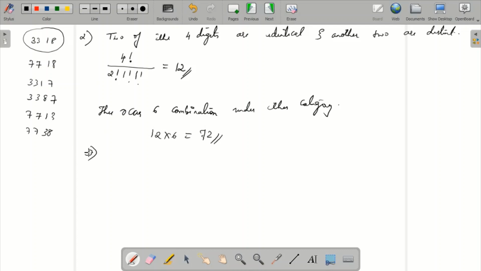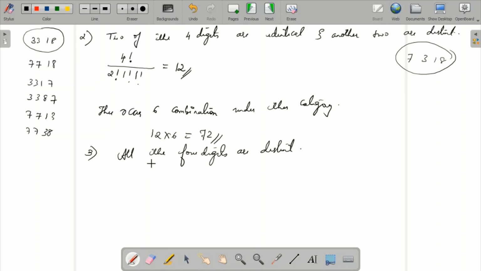So the third one, the last one, is all 4 are distinct. All 4 are distinct means we can have only 7, 3 and 1, 8. So only one arrangement is possible. For this you have to find: all the 4 digits are distinct. So there can occur only one combination, as you know. So it is 4 factorial divided by 1 factorial of 3, 1 of 7, 1 of 1 and 1 of 8. So this will give you 24.